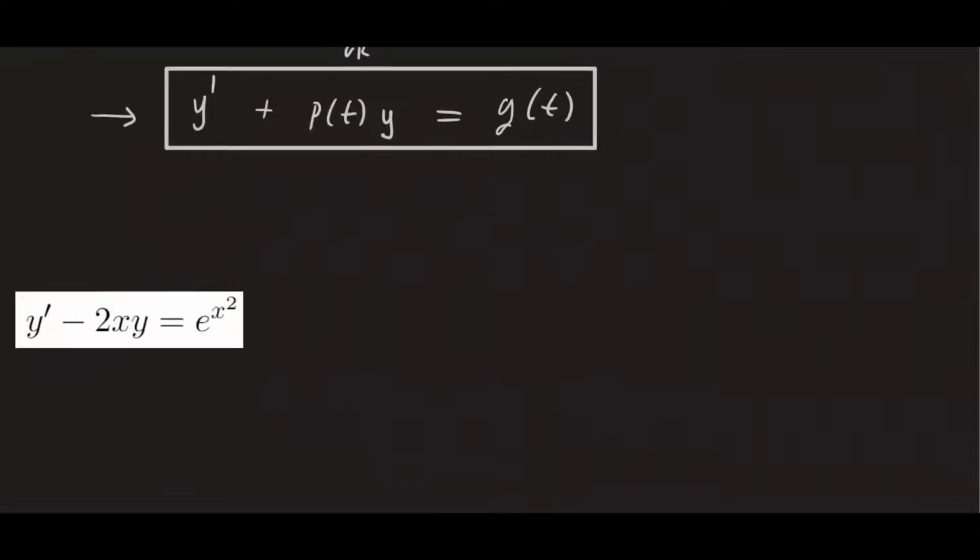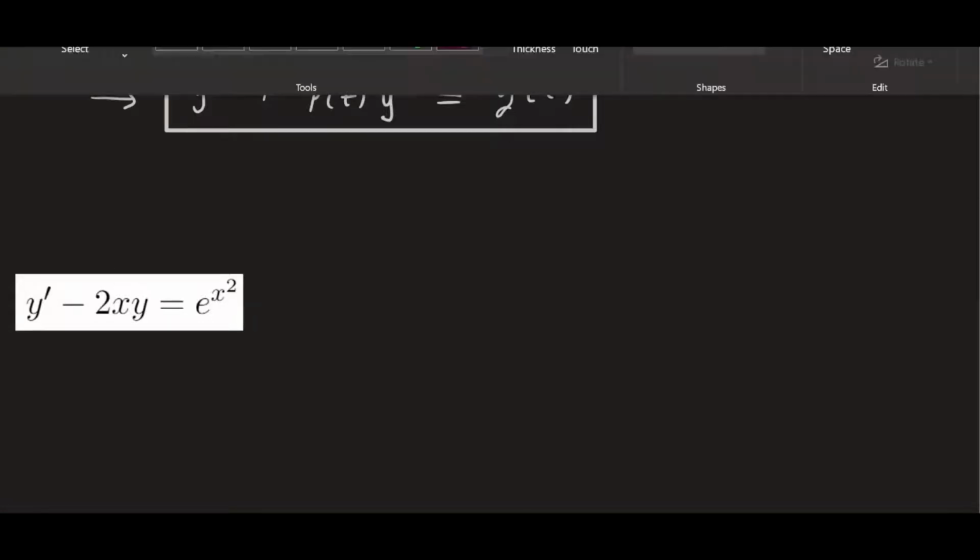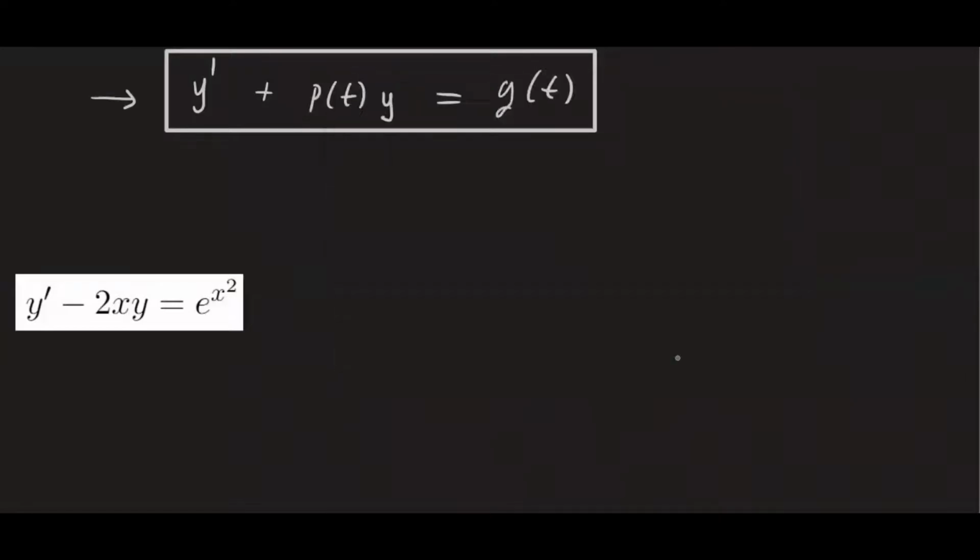So here's the first equation. It looks like you have y prime minus 2xy is equal to e to the x squared. We need to identify what is p of t. So p of t is going to be this function right here, the coefficient of y. And the function on the right side of the equal sign is going to be g of t.